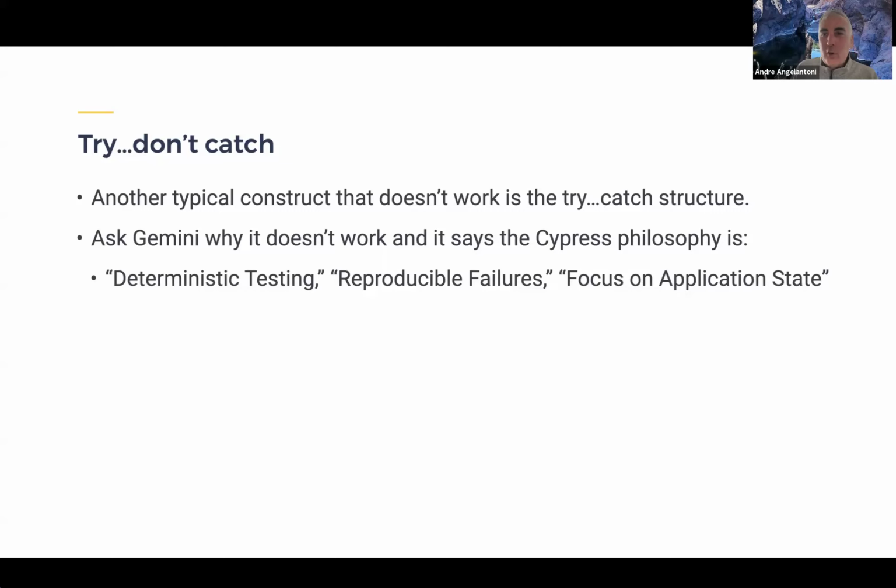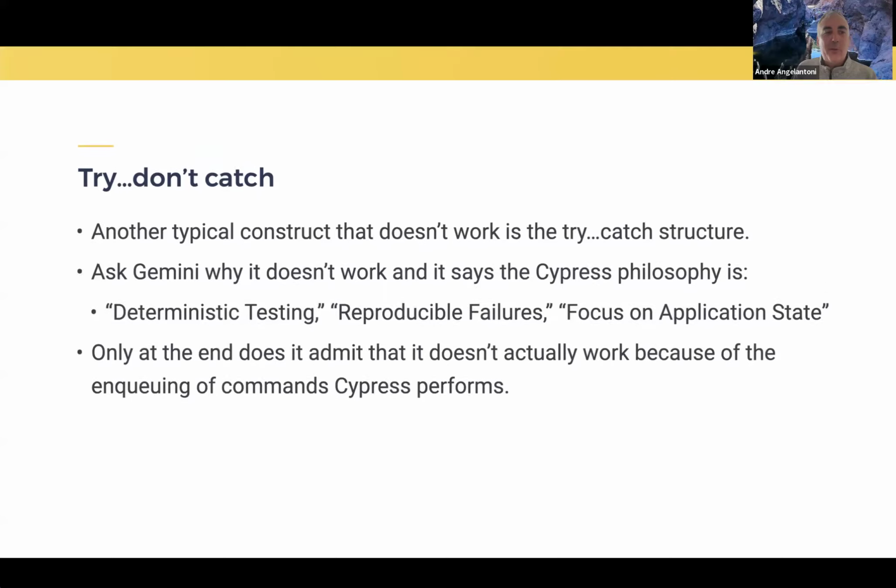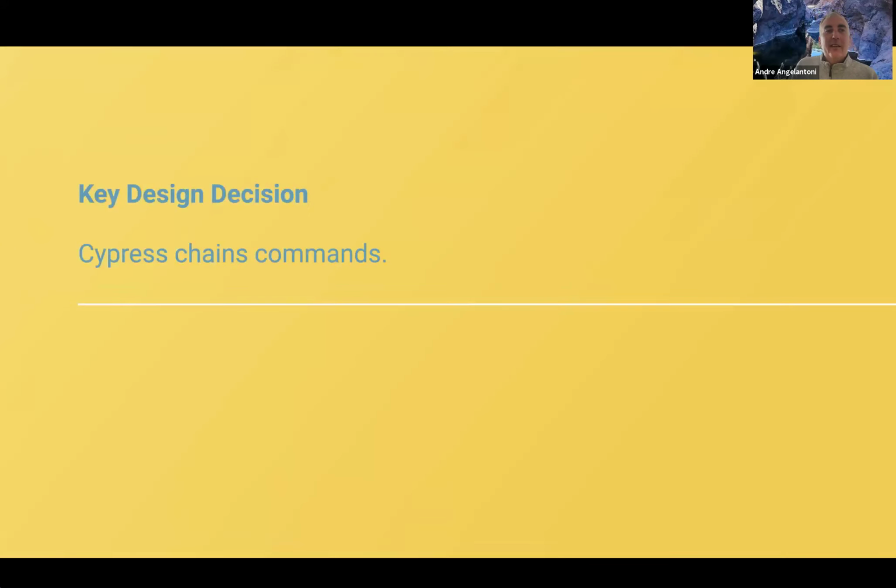Okay, I get it. But you know what? Sometimes you still need a try-catch structure. And only at the end does it admit that it doesn't actually work because of the enqueuing of commands that Cypress performs. Okay, so key design decision number 2: Cypress chains commands.